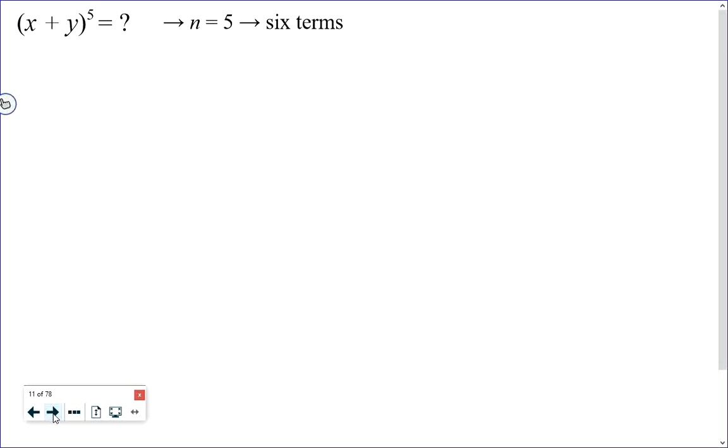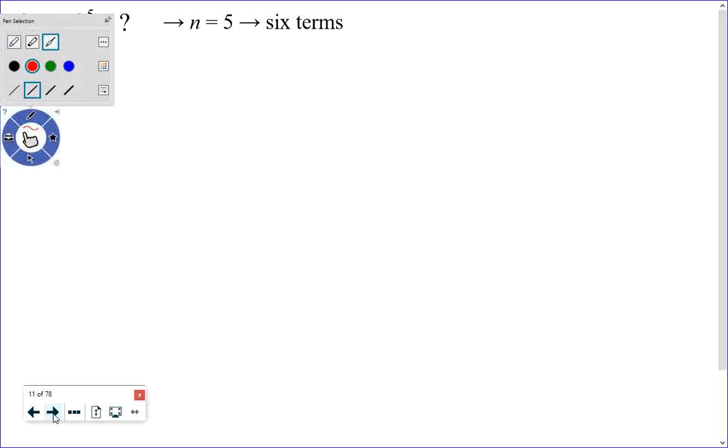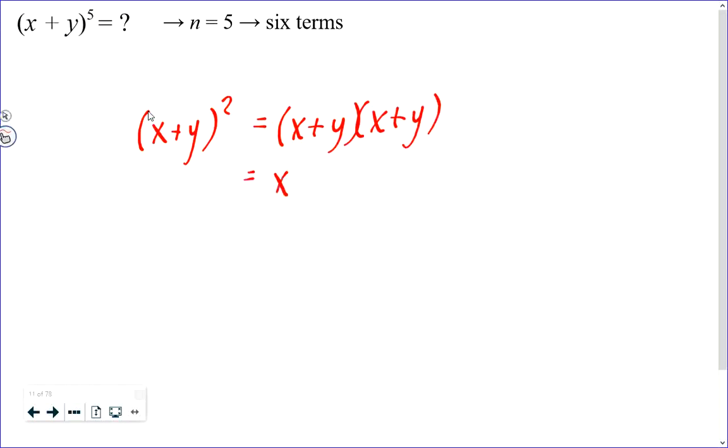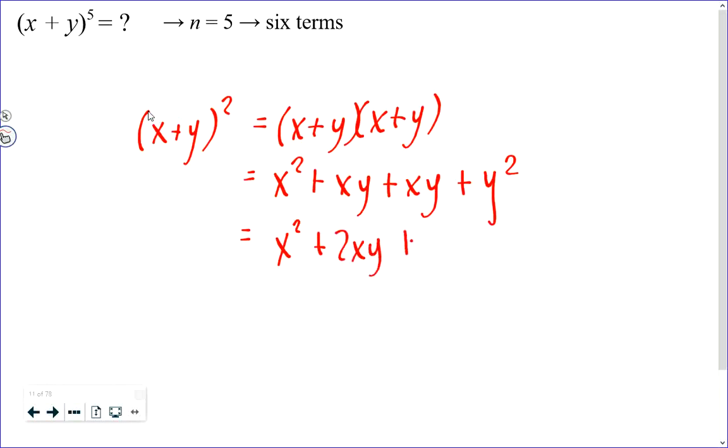The very classic example of this, and I'm not going to run through a whole bunch of them, is if you have x plus y raised to the 2, that means x plus y multiplied by x plus y. And if you expand that out, you get x squared plus xy plus xy plus y squared. And that gives us x squared plus 2xy plus y squared. Those are three different types of terms, and that means that when we have x plus y raised to the 2, we end up with 3 terms. So if we have x plus y raised to the 5, we end up with 6 terms.